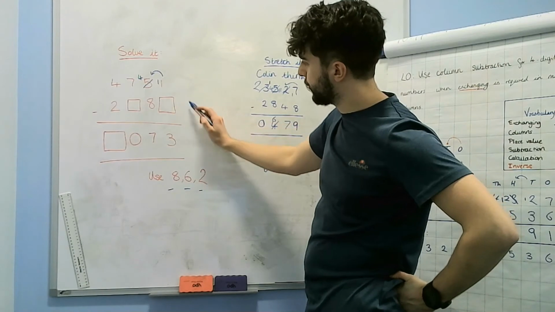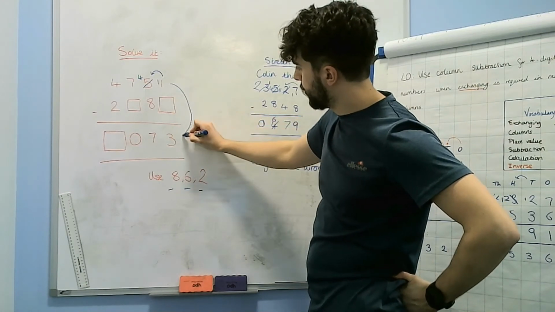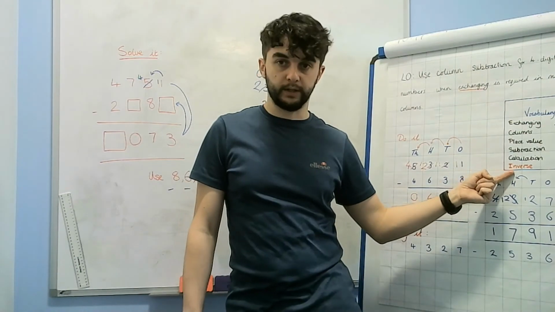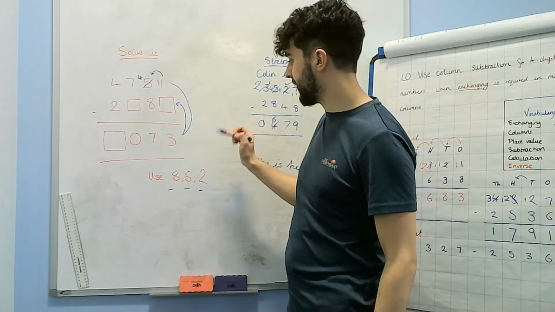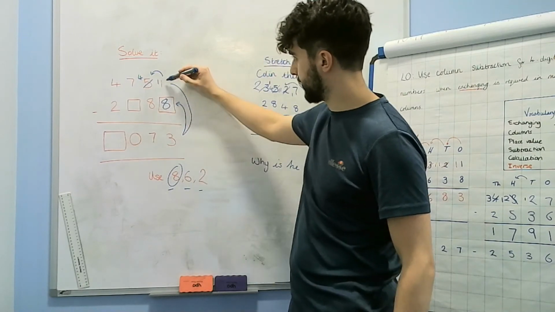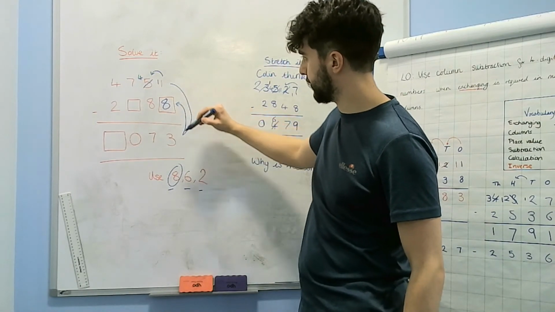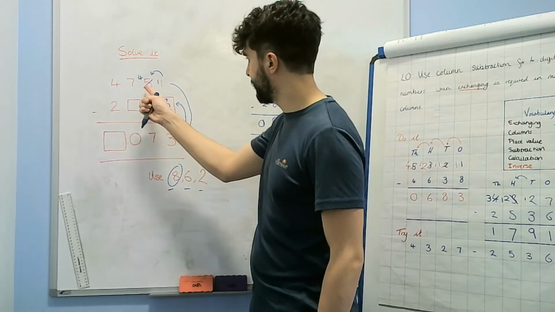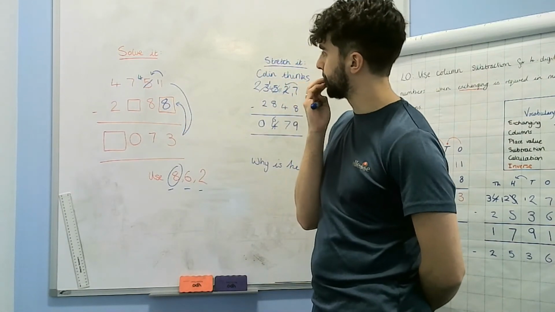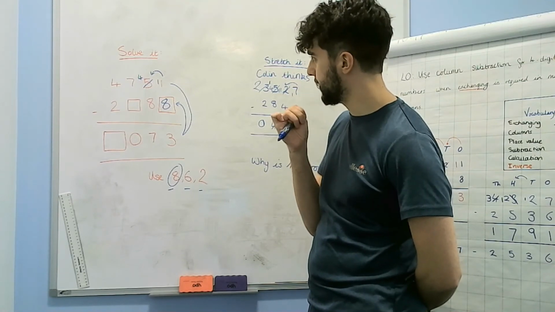11 subtract 3 should equal something here, because I'm using the inverse. 11 subtract 3 is 8. Aha, let's see if that works. Well, it does, yes, doesn't it? 11 subtract 8 equals 3. 4 subtract 8 equals 7. Can I do that? Not really, no, I can't.